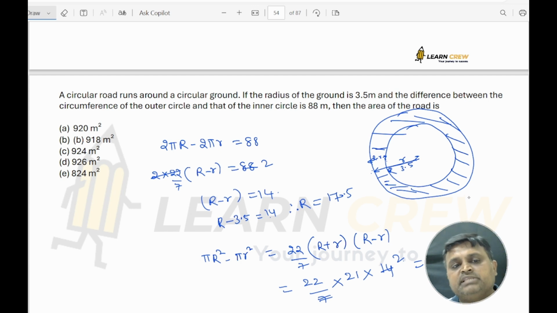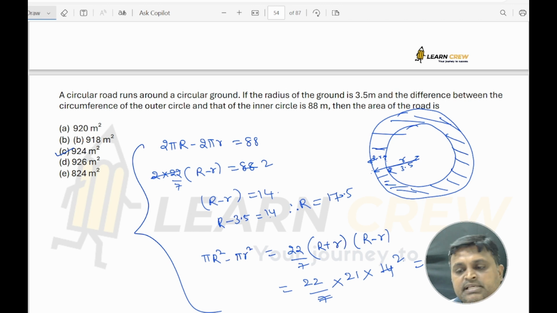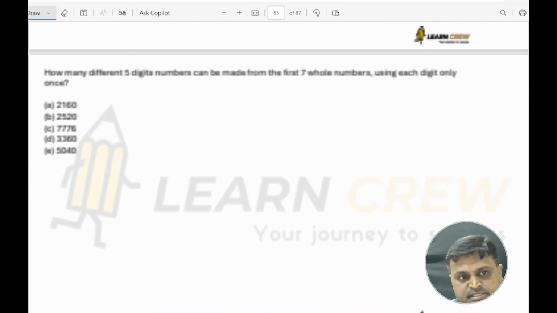Without doing all these things also, you can answer, because the answer must be a multiple of pi. Multiple of pi means multiple of 22 by 7. 22 means it's a multiple of 11. So the answer must be a multiple of 11. The only option which is a multiple of 11 here is option C. So without doing all these procedures, directly you can say the answer is C. You need not do all things.